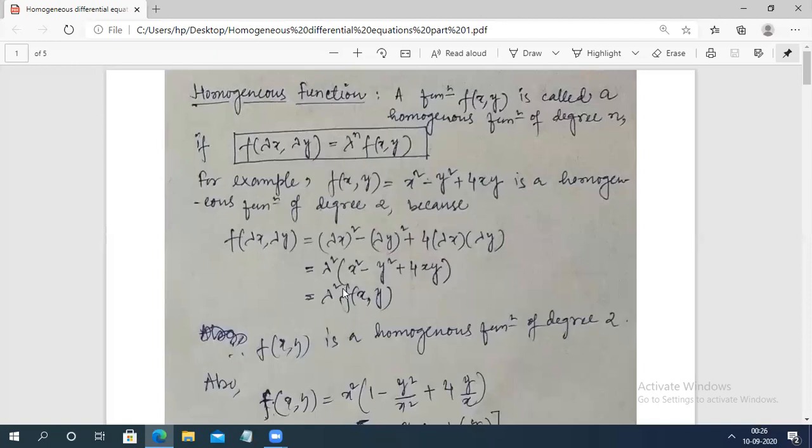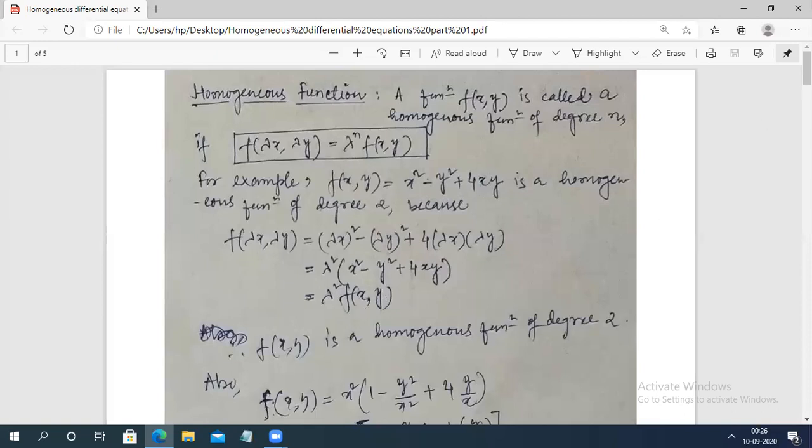So this function is a homogeneous function of degree 2 because of lambda raised to the power 2. So this is a homogeneous function of degree 2.